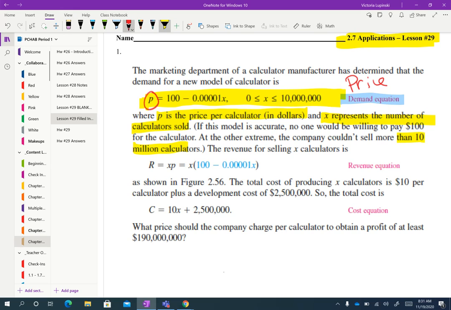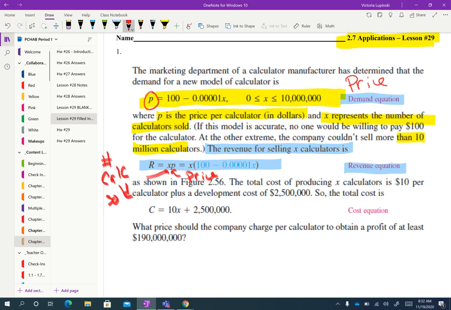So then they're telling you about something called the revenue equation. So the revenue for selling X calculators is R equals X times P, where X is, again, the number of calculators being sold, and P is the price. So again, just to make sure you understand, X is the number of calculators sold, and then P comes from the previous equation, and that's the price.